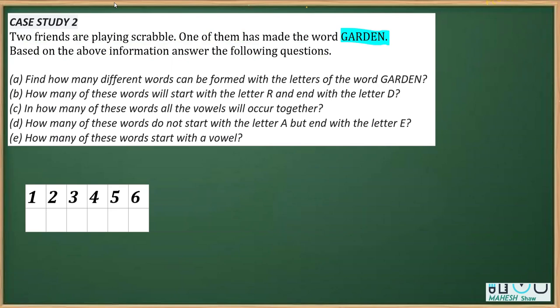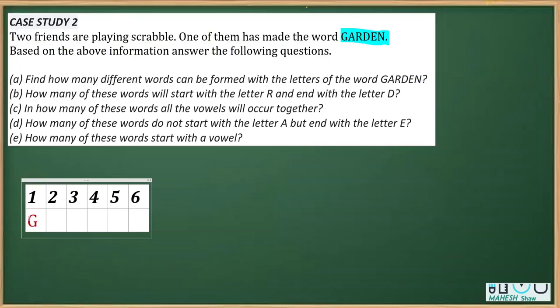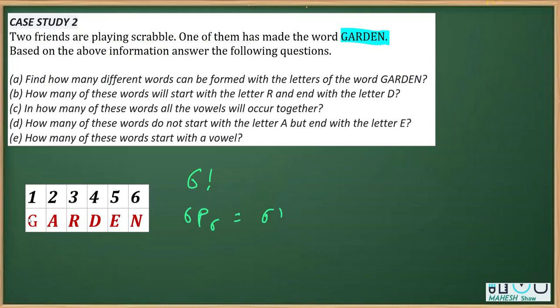The first part says, in how many different words can be formed with the letters of the word garden? That means these letters of the garden, as you can see, it is a 6-letter word. So if I write this, it is GARDEN. As we know, these 6 letters can be arranged to form distinct words. We can use the permutation formula 6P6 only, which is nothing but 6 factorial.